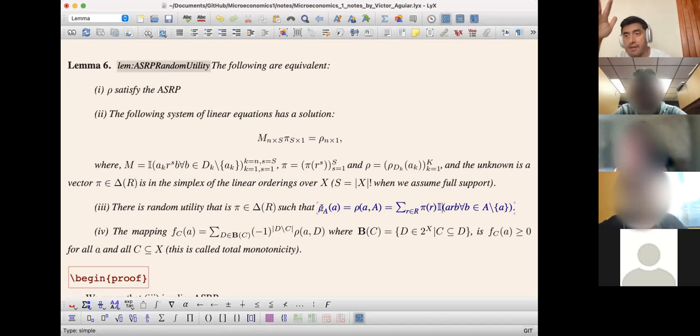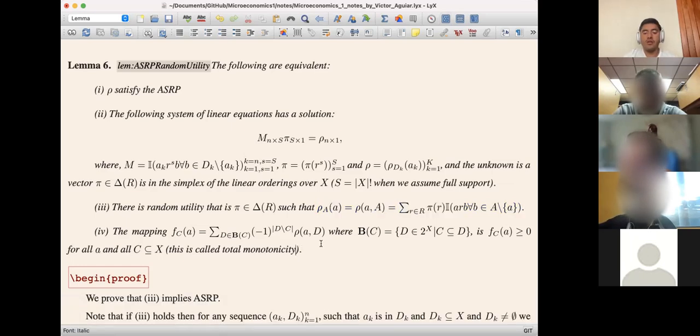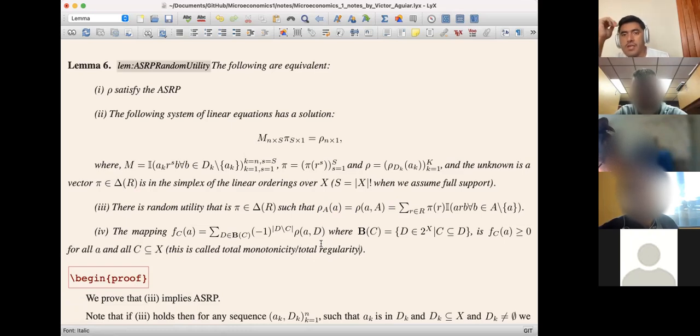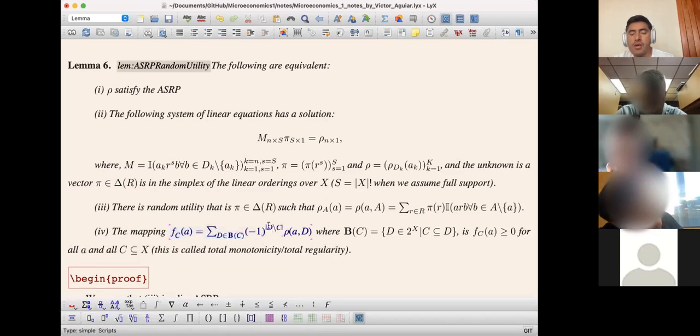And then finally, there is a final condition that is presented here due to historical reasons that is called total monotonicity or total regularity. That sometimes is presented as a more intuitive condition, but people don't use it much. It was invented by psychologists, where essentially you can compute these polynomials that have this -1 elevated to the cardinality of the set D that belongs to this collection of sets that I'm going to describe, -C, of the rho A in the menu D.